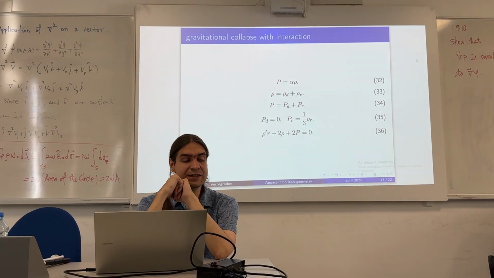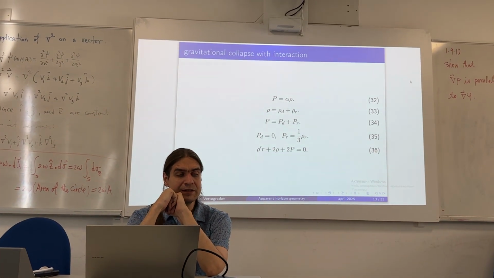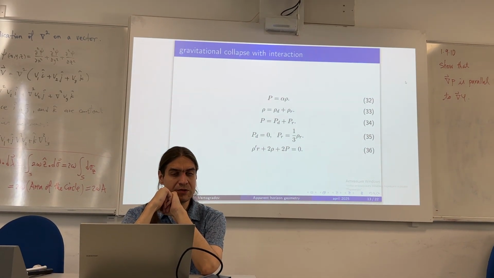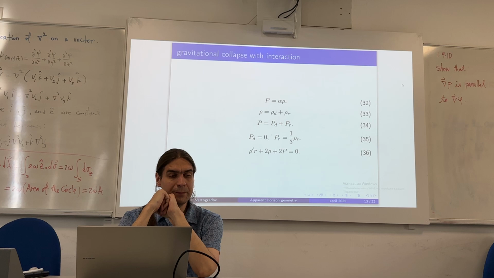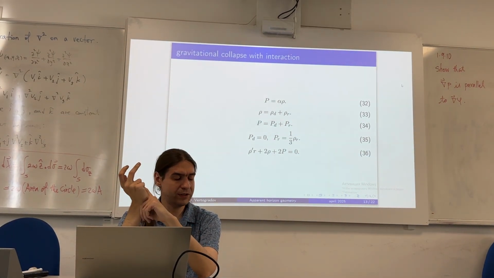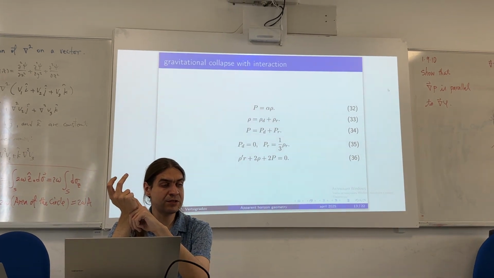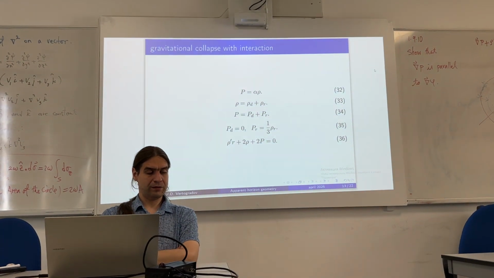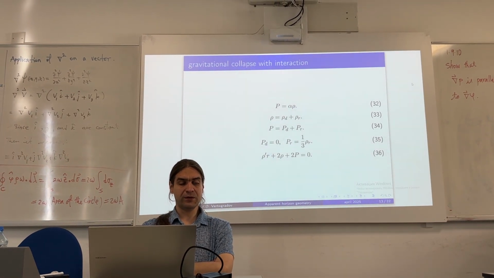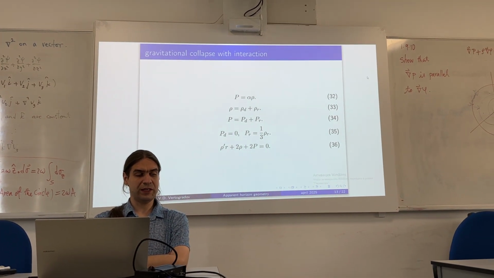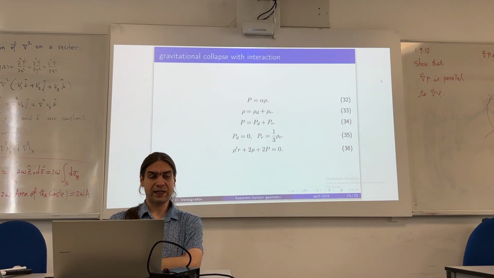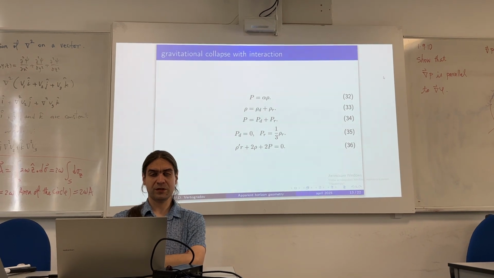And I decided to consider the gravitational collapse, which consists of 2 parts. So it has 2 matter components. For simplicity, I just consider dust and radiation. And so this pressure, P, is the combination of P dust and P radiation. P dust is 0, so it's just P radiation. And rho is the combination of rho dust and rho radiation. So it's just the combination.